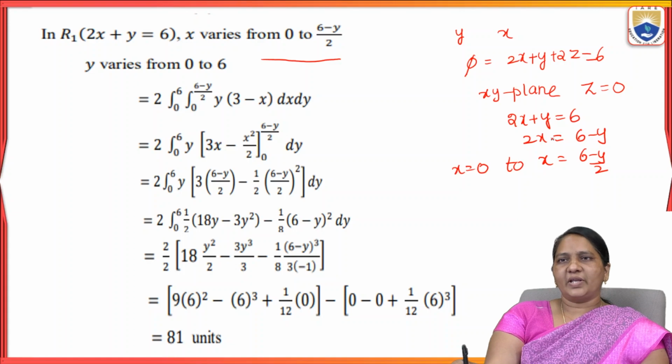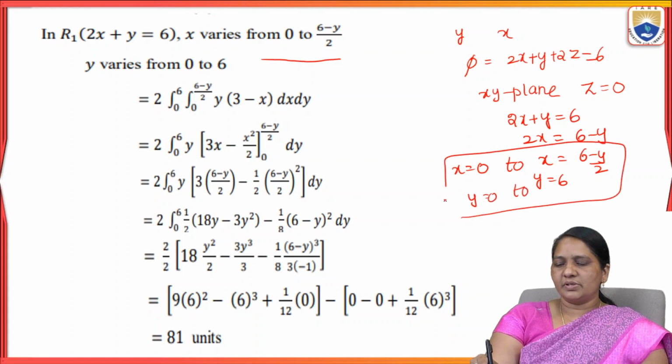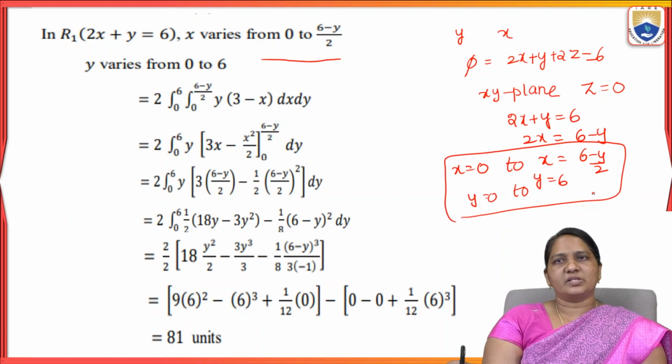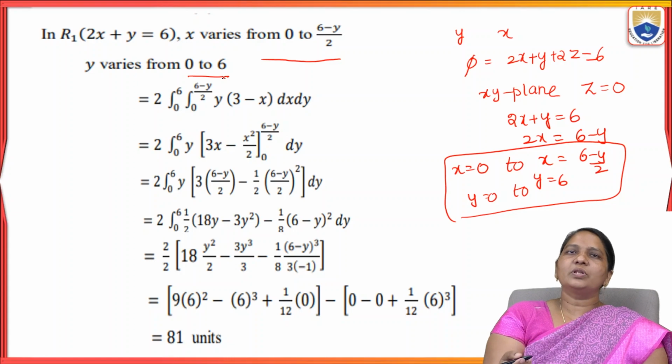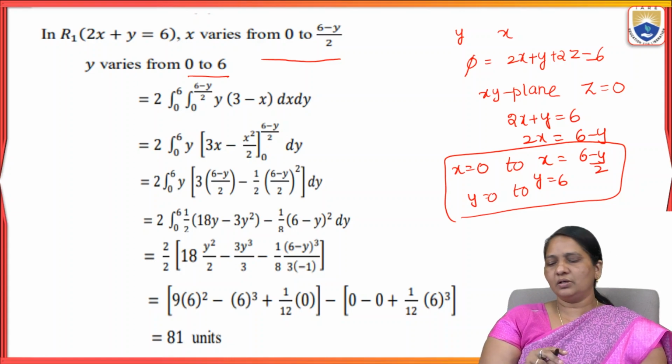Next, if x is 0, what is the y value? y equals 6. So y also starts from 0 here. Now these are the limits. The x limits are 0 to (6 minus y) by 2, and y is from 0 to 6. So if you know the limits, we can integrate the function here.